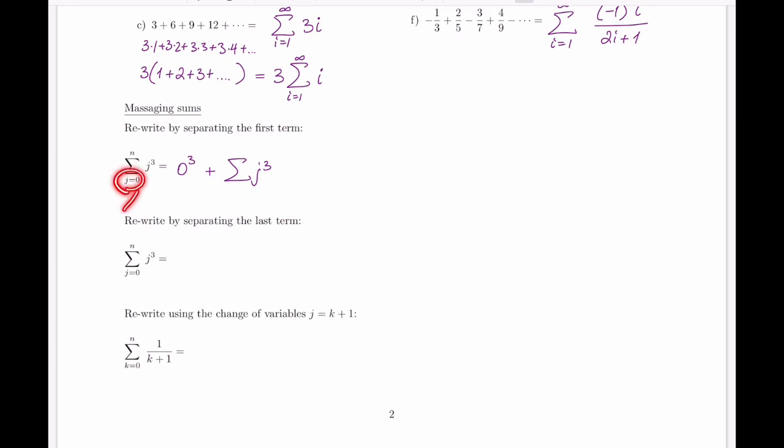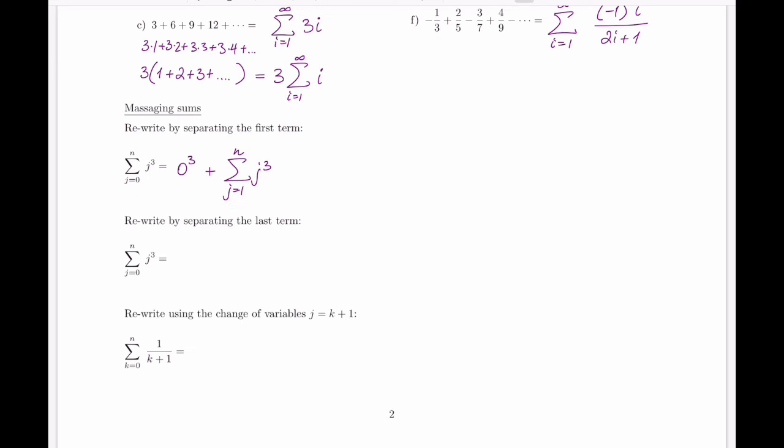But now instead of starting with 0, because I've taken that term out, I'm going to start with 1 and go all the way up to n. Okay, so adjusting for the first term simply means plugging in the number into the inside of the sum, computing this term, and then starting your index at the next number.